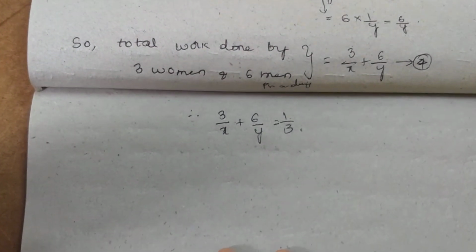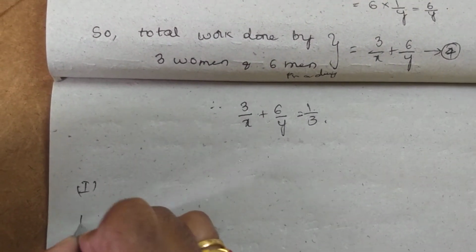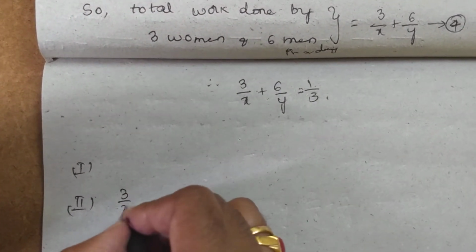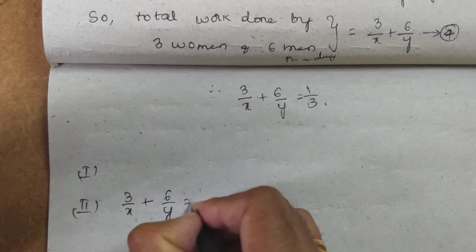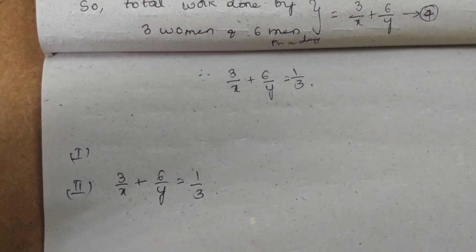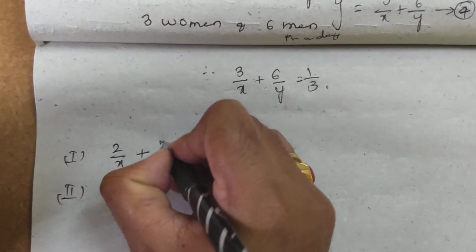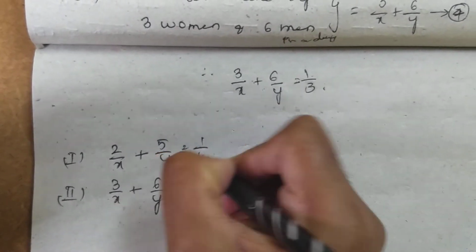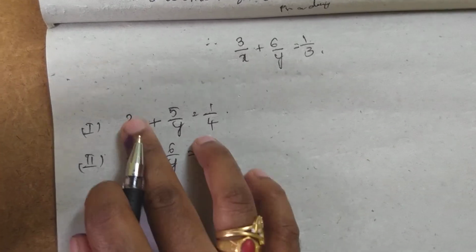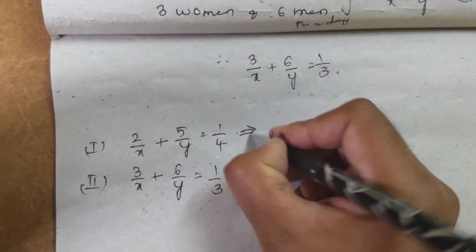Let us write whatever equations we got for the first scenario and the second scenario. The second scenario equation is 3 by x plus 6 by y equals 1 by 3. What is the first scenario? The first scenario is 2 by x plus 5 by y equals 1 by 4. Correct. Let us send 4 to the left hand side and 3 to the left hand side. What do the equations become?